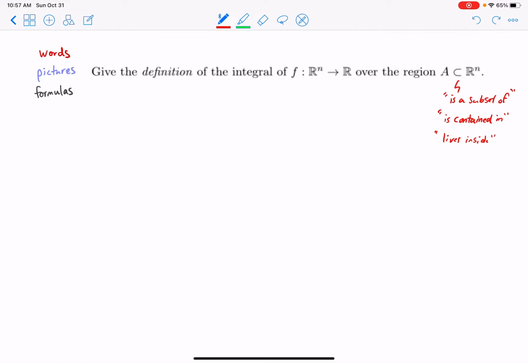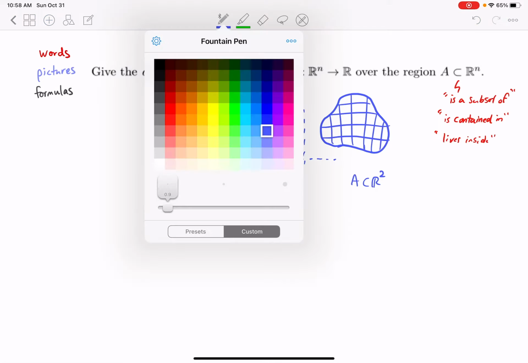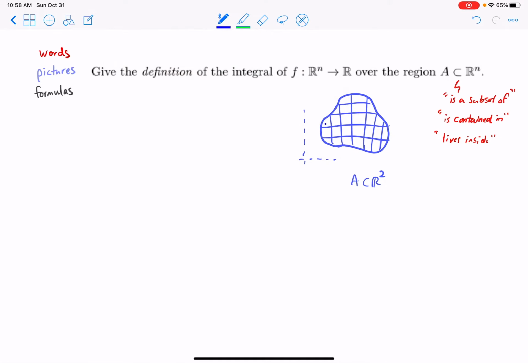And then when you see that symbol, you should immediately think of a picture. Of course, 2 dimensions is the easiest to draw. Here is the set A. It's a subset of, well, R2 in this case. And what we're going to do is we're going to break it into pieces. And so I'll just sort of draw breaking into pieces. And then on each of those pieces, we're going to pick a point somewhere. Just one point on each piece.